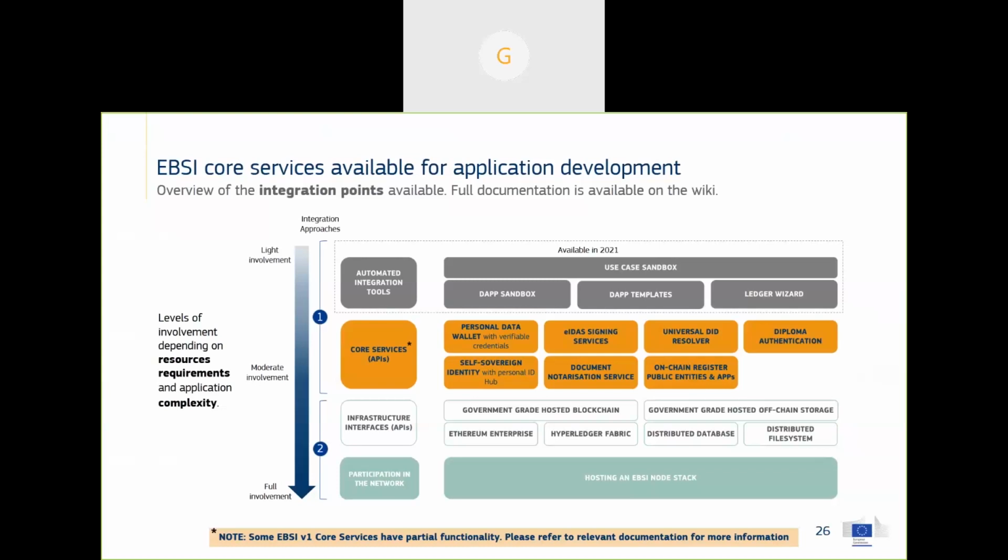And the fourth area is the participation in the network, so that means hosting an EBSI node. As several of you have already submitted to do so, we're in the process of onboarding all of you. Those that have not yet submitted to host a node and wish to can get in touch with the support team as described earlier. All that's required is the approval of the member state policy group representative.